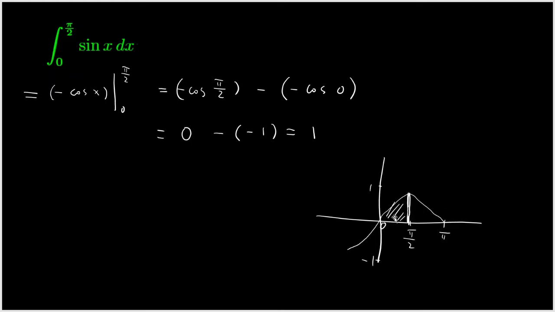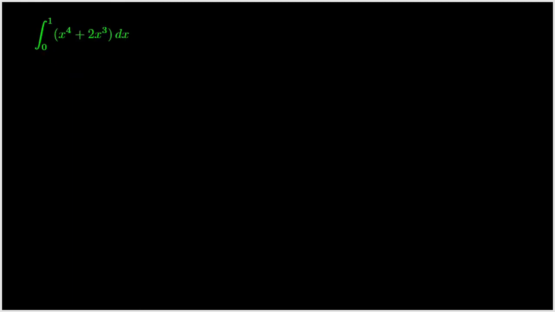Now we know that the area of that shaded region under the graph of the function sin of x from 0 to half pi is equal to 1. Amazing. The integral on the screen is also straightforward. To evaluate the integral, all we need is to get a particular antiderivative of the integrand.